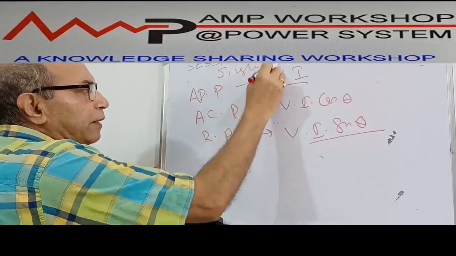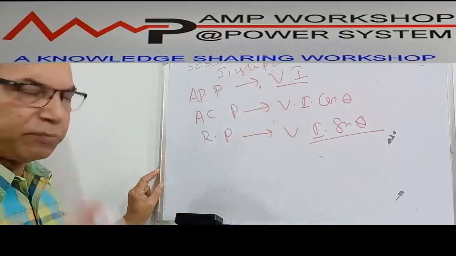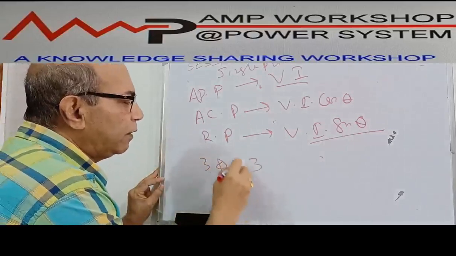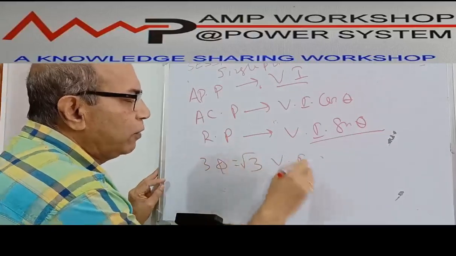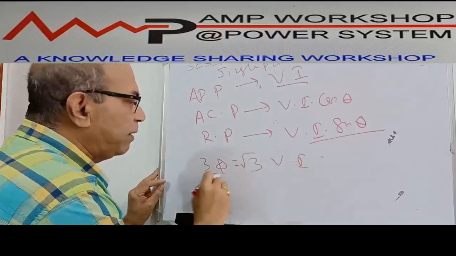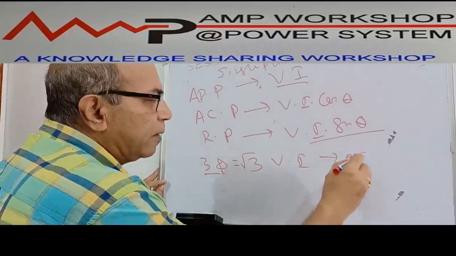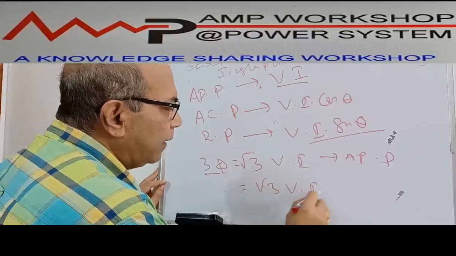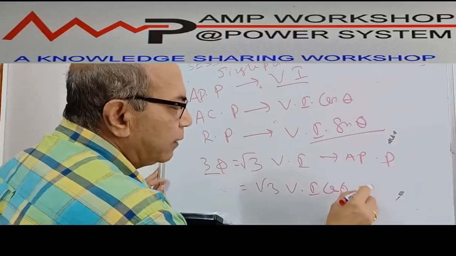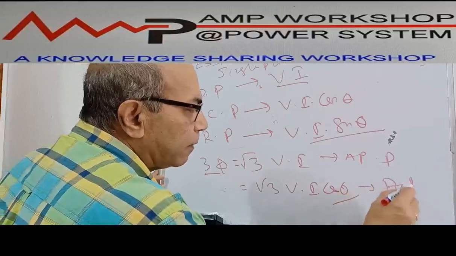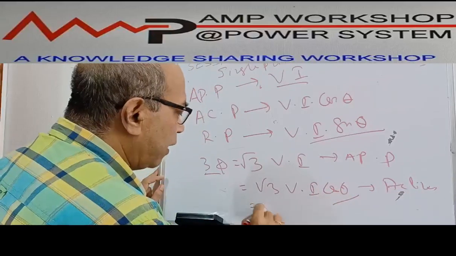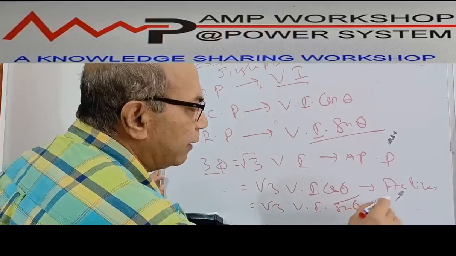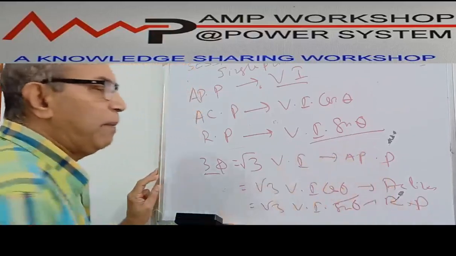Now, in case of a three phase circuit, we know how much it will be. For a three phase circuit, apparent power will be root 3 into V into I. We know this factor. And active power will be how much? Root 3 into V into I cos theta. That is equal to active power. And reactive power equals how much? Root 3 into V into I into sin theta. This is equal to reactive power.